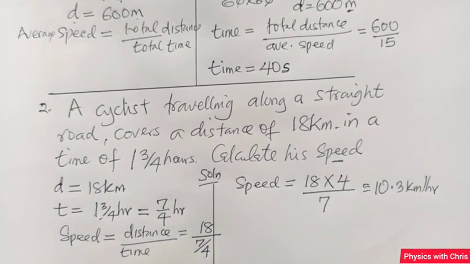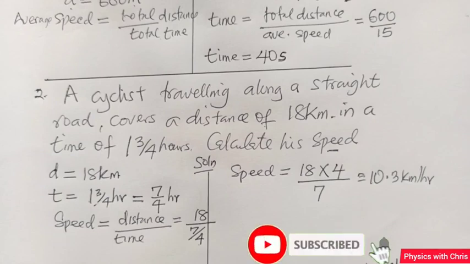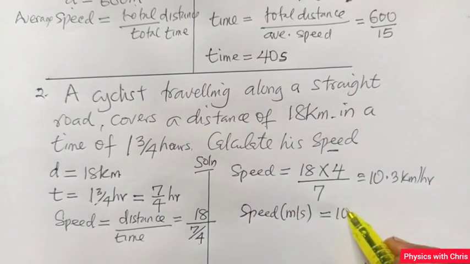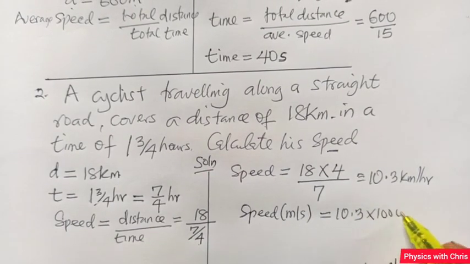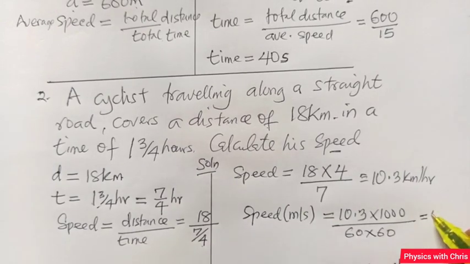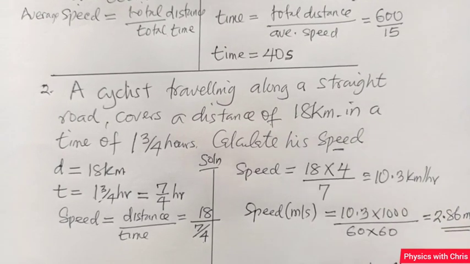hour. I can convert this to meter per second by multiplying this 10.3 by 1000, then dividing by 60 times 60. That gives me 2 points... You can confirm that with your calculator. 2.86 meters per second.